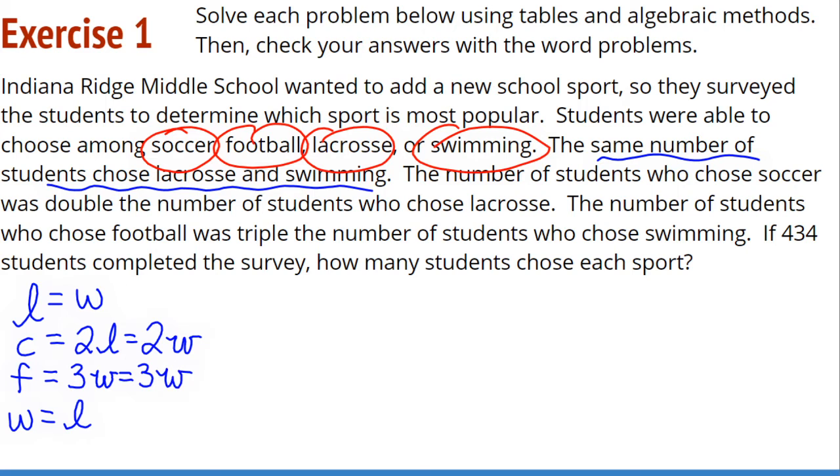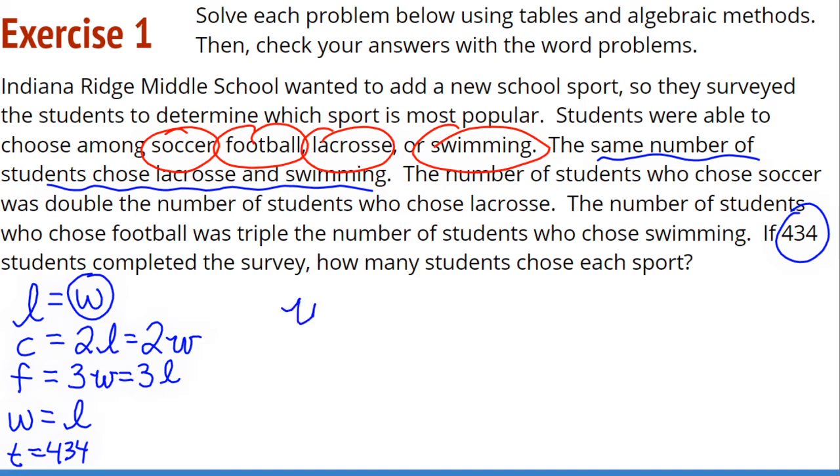Now, as I start to look at this, I see that L's and W's. Let me fix this here. This last W should be a lacrosse. Looks like my building blocks are going to be either swimming or lacrosse. Oh, it also tells me 434 students were my total. So as I think about this, I'm going to build with either W's or L's. And I guess I'm going to do W's because it's right there.